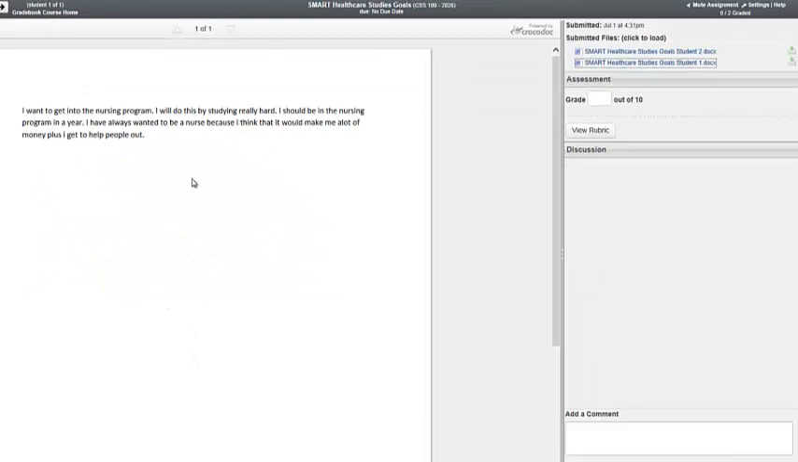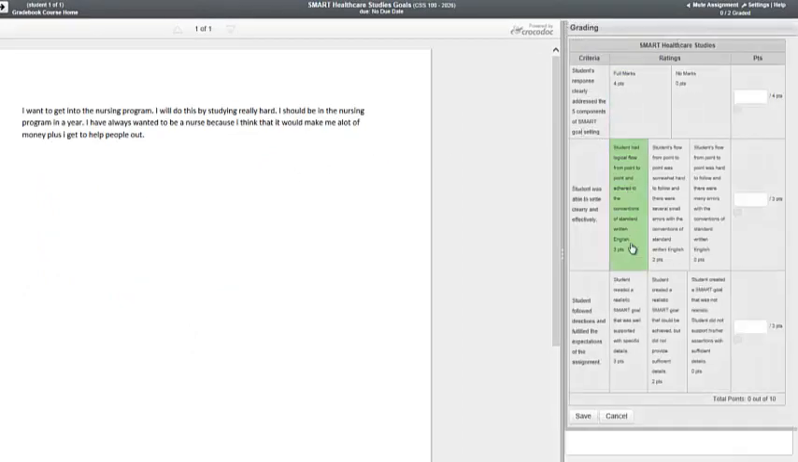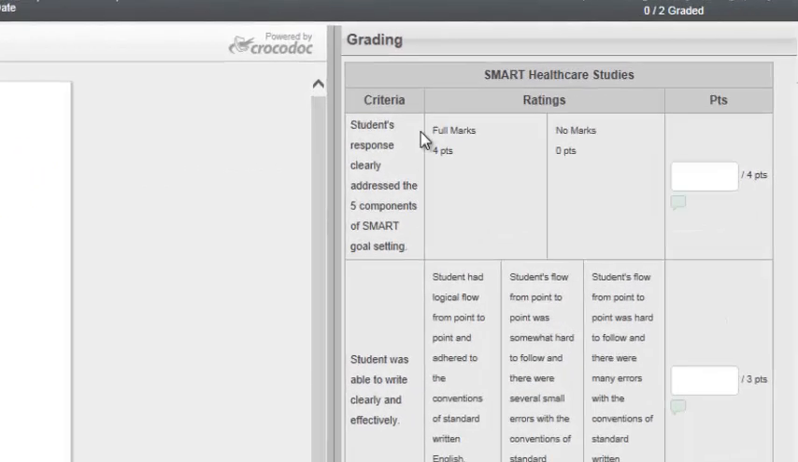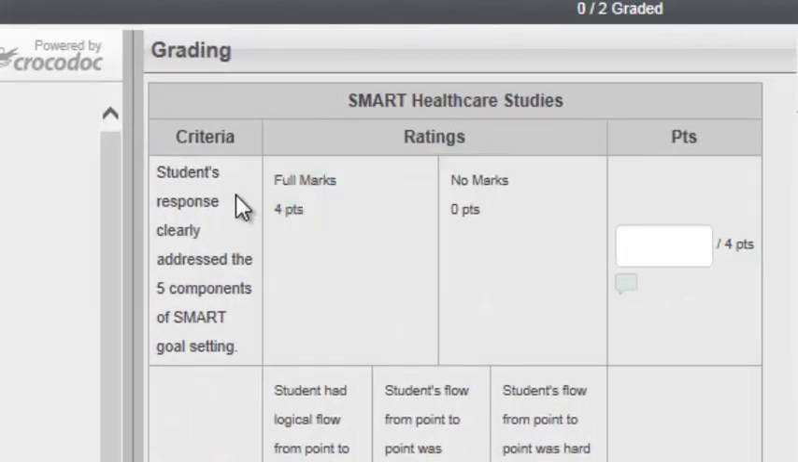So the next thing I do is I take a look at the rubric. Over on the right-hand side, a rubric pops up, the same rubric that the students are given, that you are given, and it has the criteria and the ratings. And what I do is I click on the box that best meets what the student earned in their assignment. Okay, so the first one says, student's response clearly addressed the 5 components of SMART goal setting.